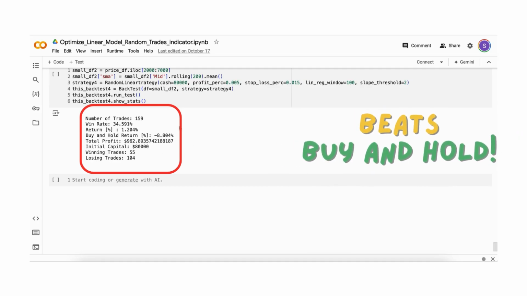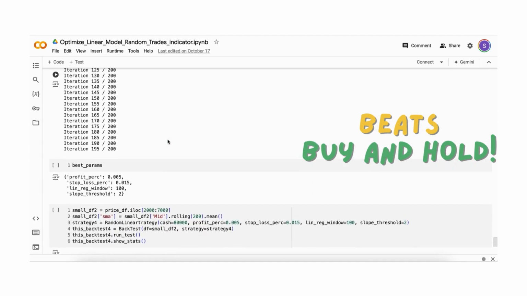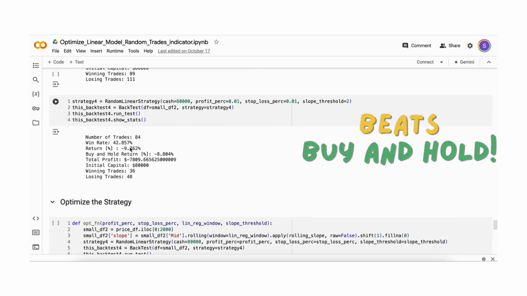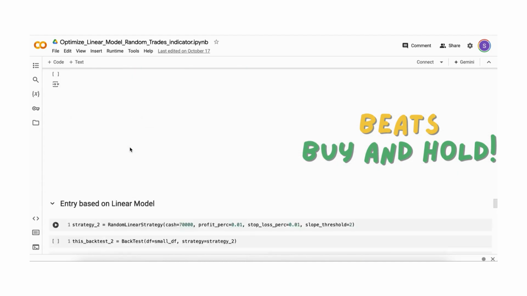a good return of 1.2% as opposed to a buy and hold of -8% when the underlying instrument is not doing very well. And this also beats the random sort of return of -9%. So let's get into the nitty-gritties of the strategy.